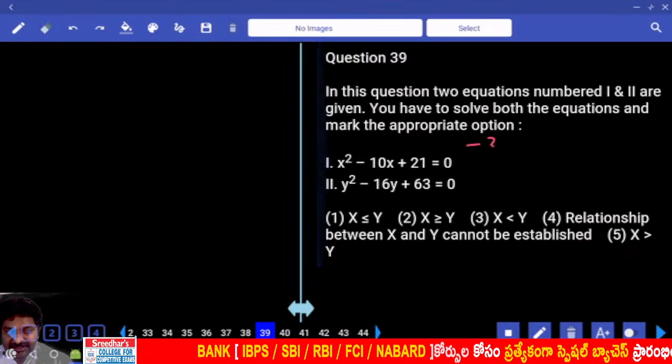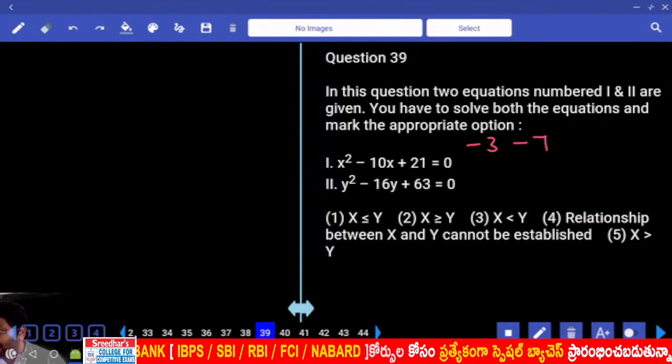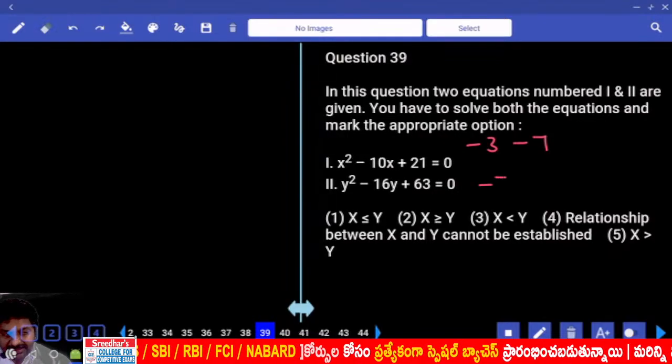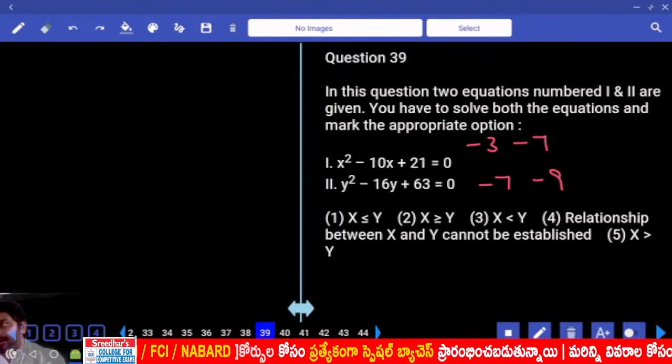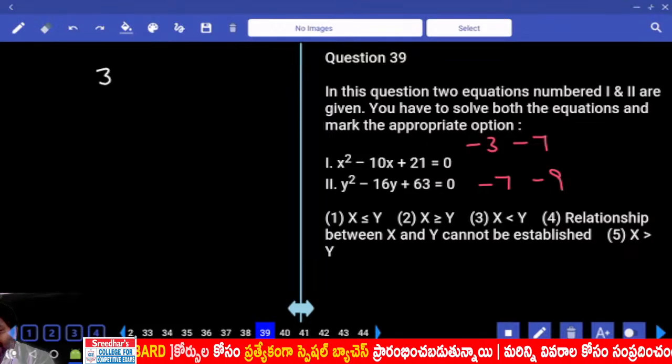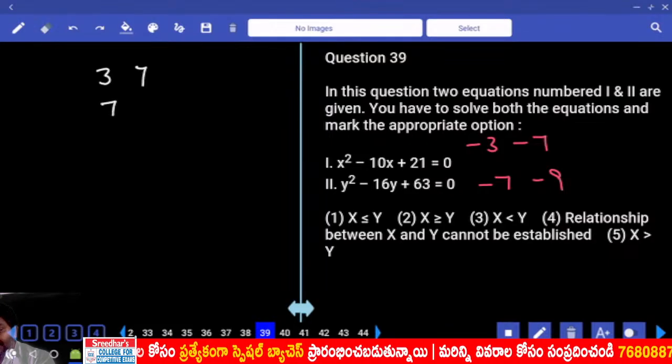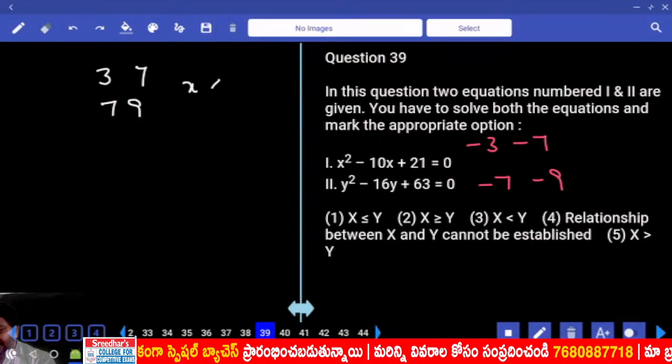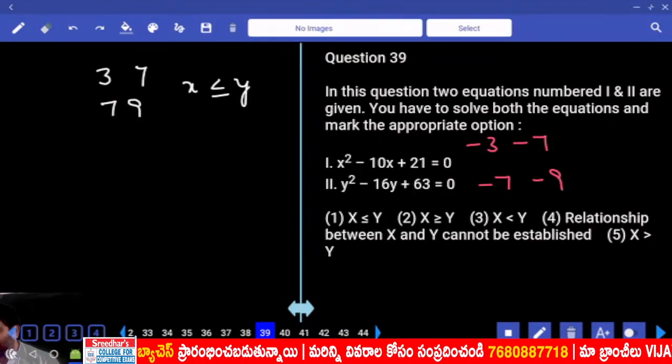Next, minus 3 minus 7 is the combination. Minus 7 minus 9 is our combination. Then factors are 3, 7, 7, 9. X is less than or equal to y.